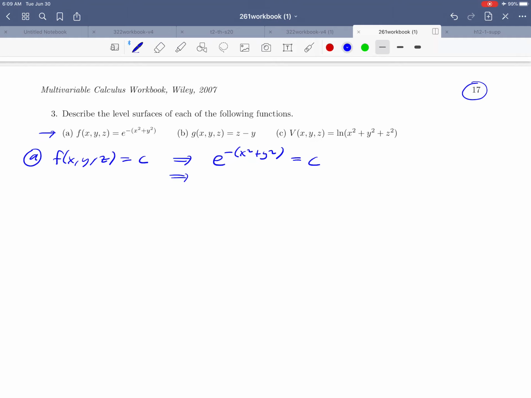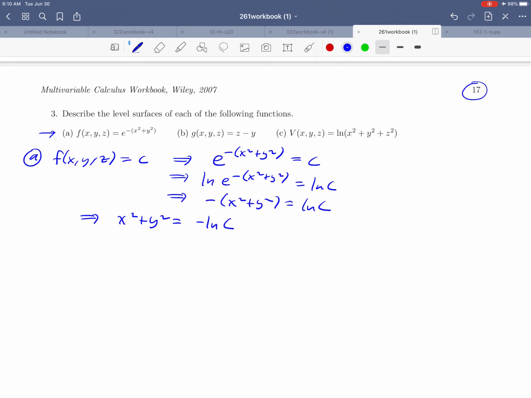All right, so how do we undo the exponential function? We can take the natural log of both sides. That's a way of getting rid of the exponential function. So ln of e to the negative quantity x squared plus y squared is just going to give us negative x squared plus y squared equals ln of c. And if we continue, we can multiply both sides by -1, and we get x squared plus y squared equals negative ln of c.